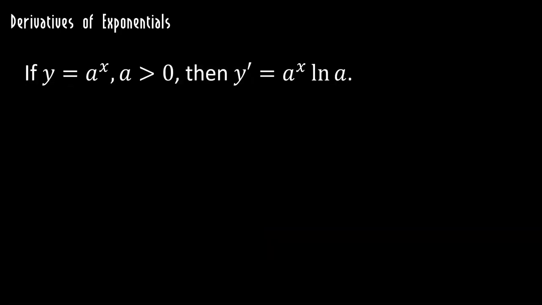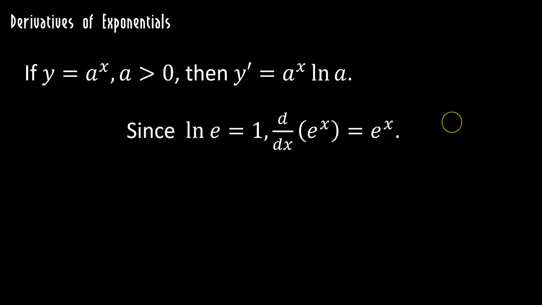So the derivative. The derivative of a to the x is a to the x natural log of a. The proof for this is in your book. Since the natural log of e is equal to 1, then the derivative of e to the x is e to the x. Cool, we like e to the x.